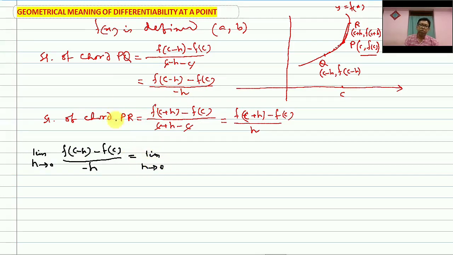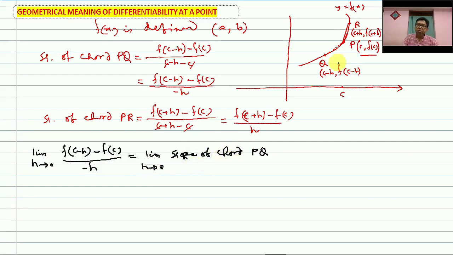As h tends to 0, what is on the left? The slope of chord PQ. So write the slope of chord PQ. Okay, now when h tends to 0, what will happen?